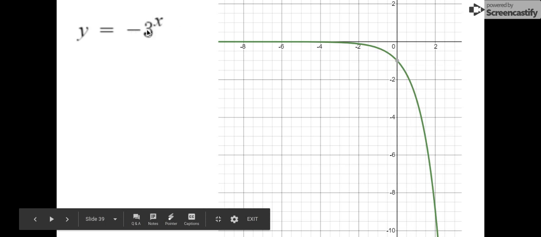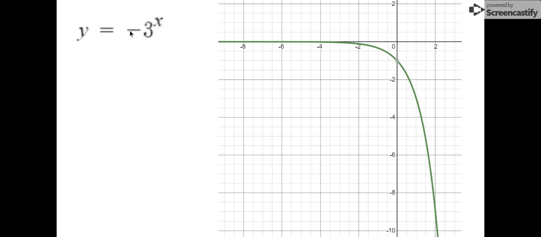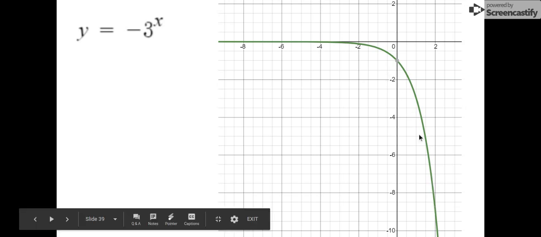What happens if you throw a negative in front? Well, if you throw a negative in front, that flips it. It reflects your function. So it's still approaching this x-axis. It's still approaching where y equals 0. But this time it's flipped upside down, and it has a negative exponential growth.